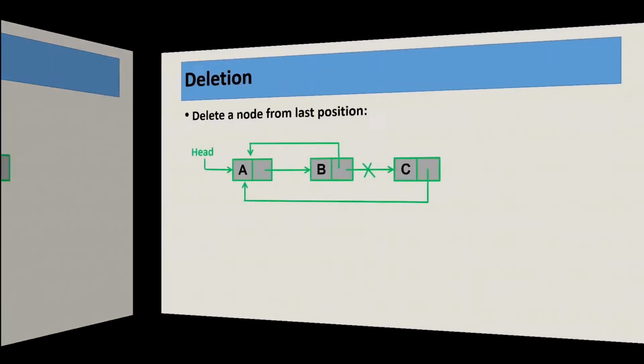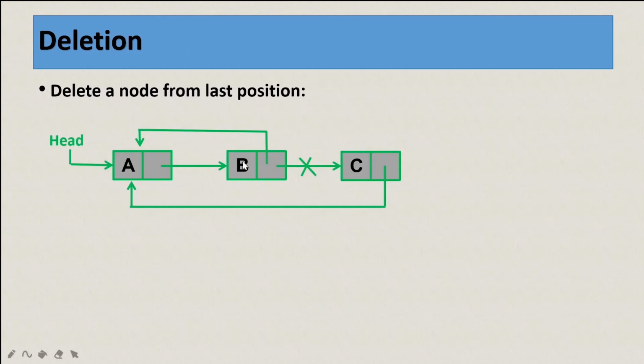Next, delete a node from the last position. Now we want to delete the node C, which is in the last position. To delete node C, we have to link node B with node A, because we have to maintain the circle. So we have to give the address of node A into the next pointer of node B, which will be the last node. Then we will simply delete this node. So in this way we can delete a node from the last position.